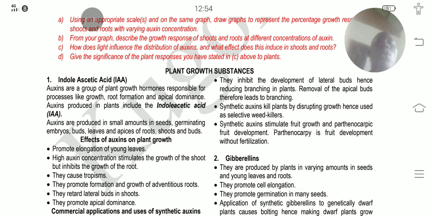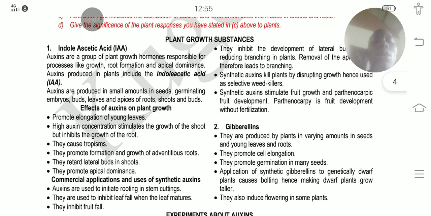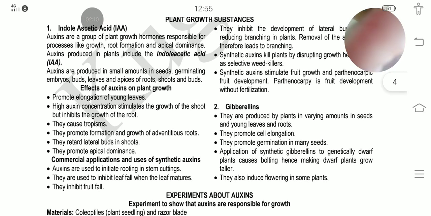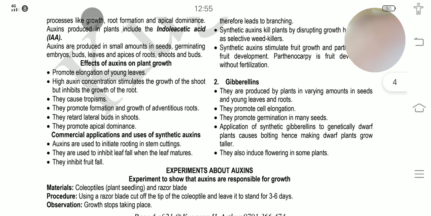The first one is to promote elongation of young leaves. Another one is that high auxin concentration stimulates growth of shoots and inhibits growth of roots. They cause tropism. Tropism, we said, is movement of a part of a plant towards, if it is phototropism, one direction of light, and if it is geotropism, towards gravity. So these auxins are the ones that favor it, either to continue to grow or to bend.